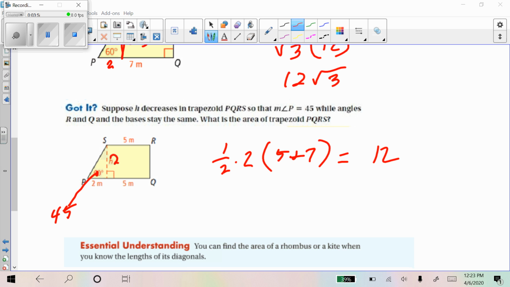So changing that angle to 45 means that this little line here and the height are actually the same then, if we change it in that way.